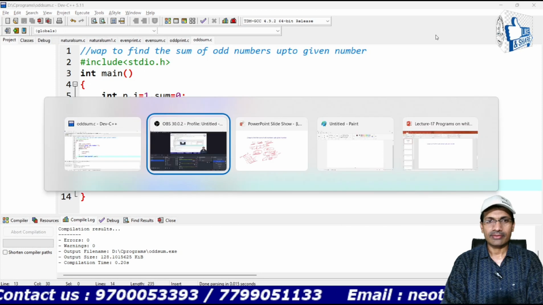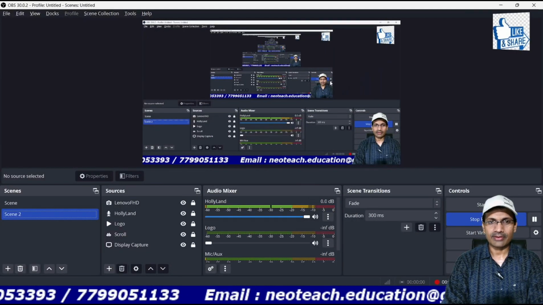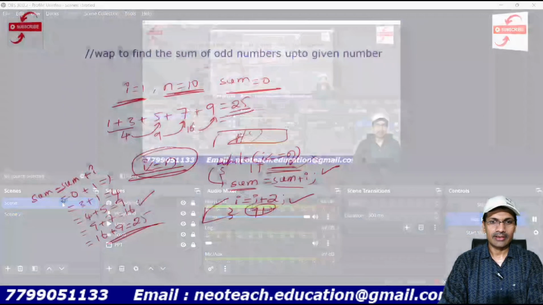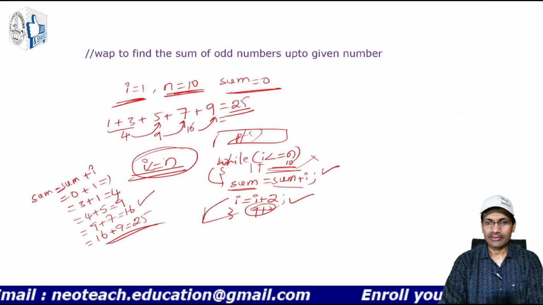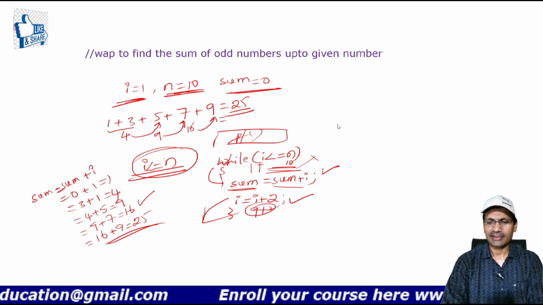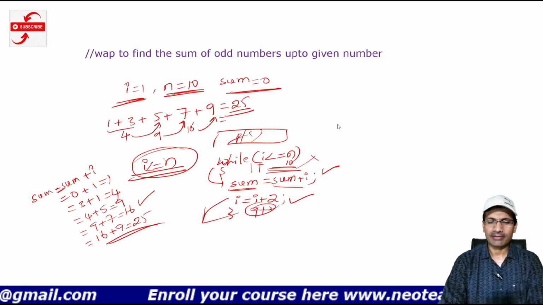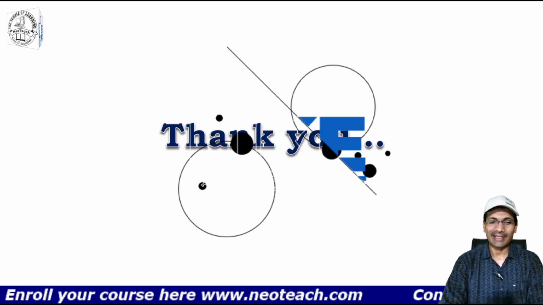Okay, some more programs are also there, some advanced programs also. I will explain those programs in the next video. They are like finding the reverse of a number, palindrome, Armstrong number, such things we will do in the next session.